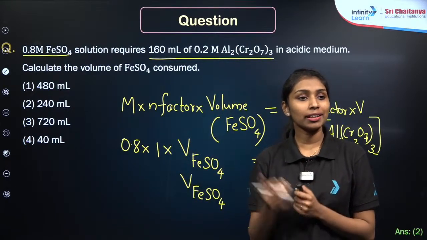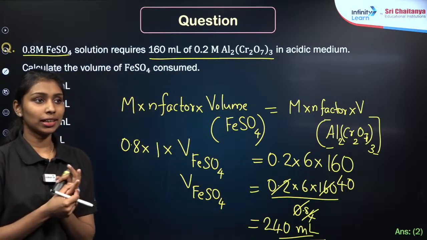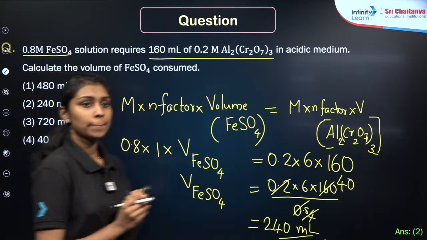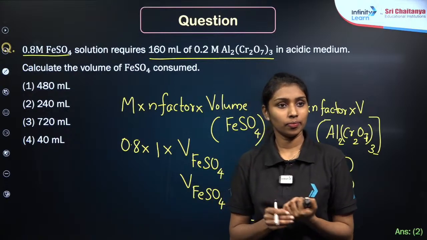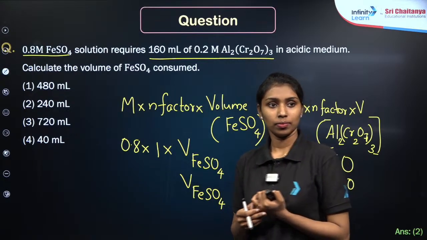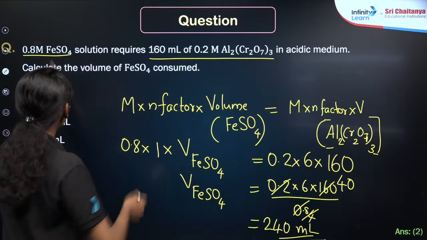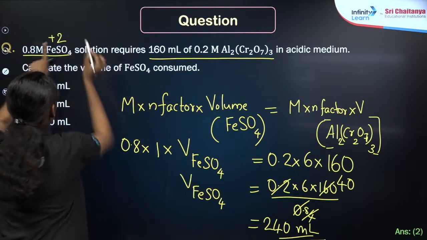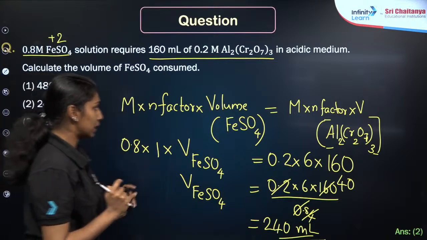Okay, tell me how you are calculating this. How are you getting 720 milliliters? This is ferrous sulfate, right? Which will be the +2 change. It will change to +3 only. If it were ferric sulfate, there would be a different change, giving 720 milliliters. Clear?